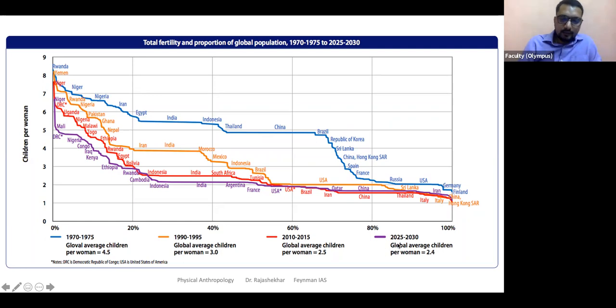Then finally, I think they're predicting that from 2025 to 2030, the global average will come down to 2.4. So 2.2 to 2.4 seems to be the norm as an average. Developed countries will have slightly less, about 1.5, or even close to 1. China, approximately 1 per woman now. And some countries may have, if you pick up this point, about 6.5. It's probably possible.